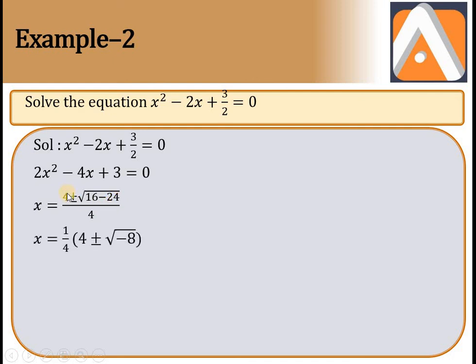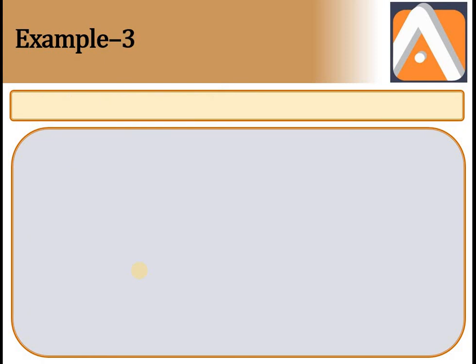So what you will get, 4 plus or minus under root minus 8 by 4. So this root 8 can be written as 2 root 2 and root minus 1 can be written as i. So half, 2 plus or minus i root 2. So 2 plus or minus root 2 i, 2 cancelled. Now let us see one more question.